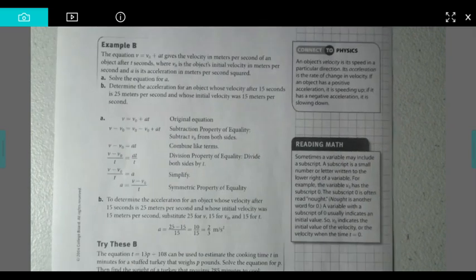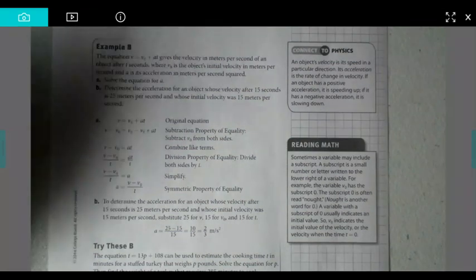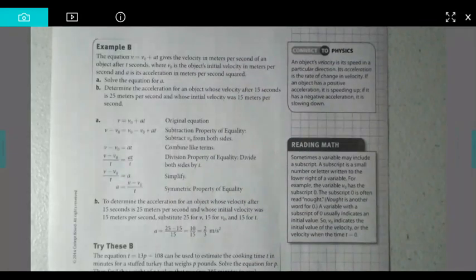Let's take a look at example B to start. It says the equation V equals V naught plus A times T gives the velocity in meters per second of an object after T seconds, where V naught is the object's initial velocity in meters per second. A is the acceleration in meters per second squared. Solve the equation for A. Determine the acceleration for an object whose velocity after 15 seconds is 25 meters per second and whose initial velocity was 15 meters per second.